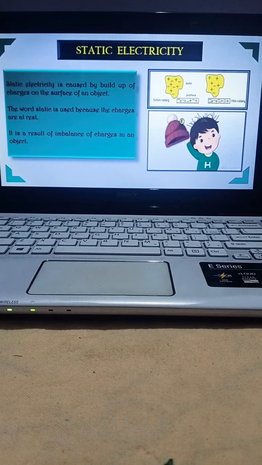So how does it become charged? Because of an imbalance of charges, positive ions or negative ions, it results in electrical charges.